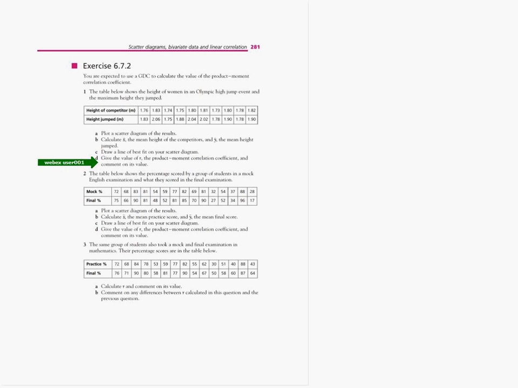What does it mean? As a person's height increases, he'll be able to jump higher distances. That's what he's asking, right? He says comment on its value. It's a medium correlation. It indicates that as the height of the competitor increases, on average, the height jumped also increases. Okay, fine.